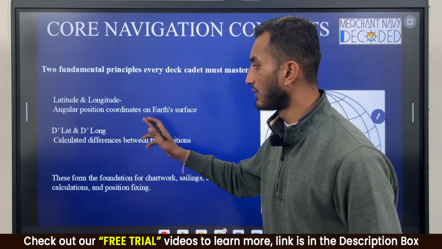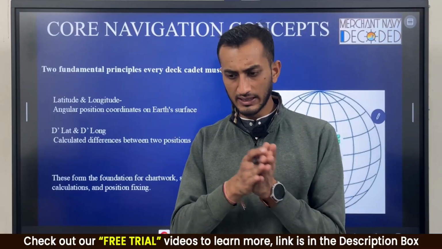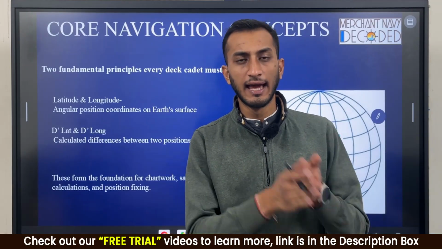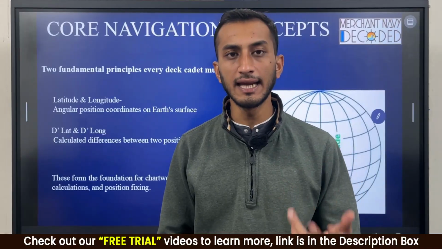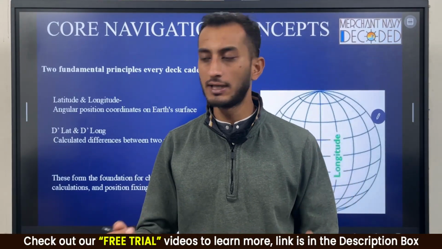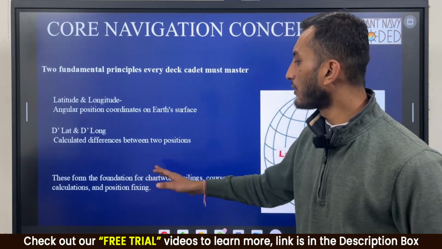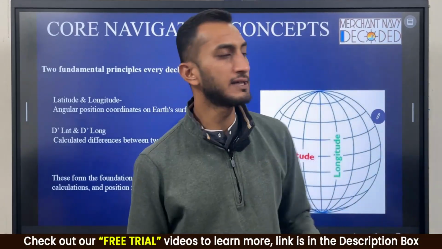And D-lat and D-long is basically the difference between the latitudes and the difference between the longitudes. Difference between two latitudes is D-lat and difference between two longitudes is D-long. Okay. These form the foundation of chartwork, sailing, course calculation and position fixing.